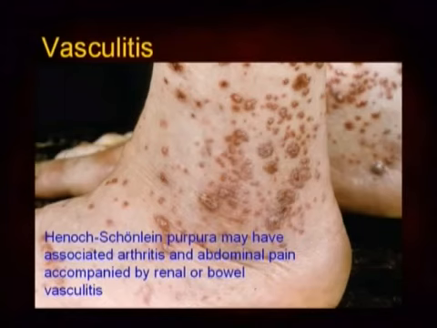Patients can also have vasculitis of the vasculature to the viscera, particularly that results in abdominal pain or sometimes renal involvement. So it's important to check these patients for renal involvement of vasculitis as well.